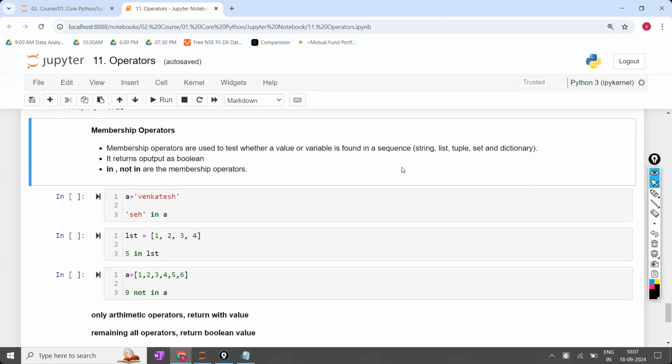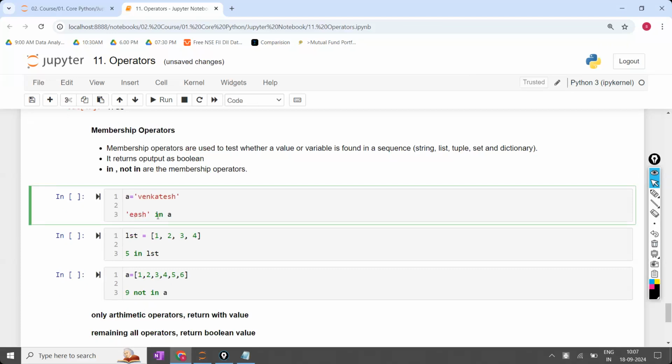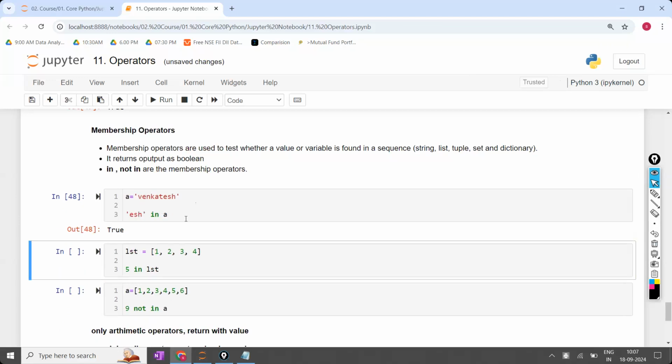Next one is called the membership operator. Membership operator means whether this member is available in that main one or not. So in "Venkatesh", ESH is available in A. Whether ESH is available in the main string? Yes. Yes means output is true. Now tell me, I have SRK. Whether SRK is available in the main one? No. No means false. ESH is available; at least SCH is available? Yes. EH, whether it is available? No. No means false.